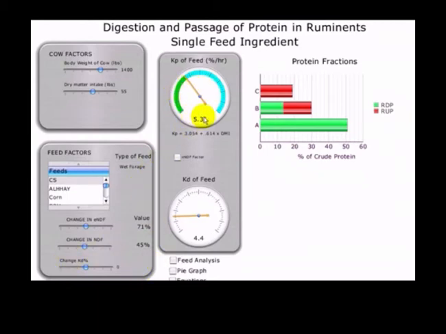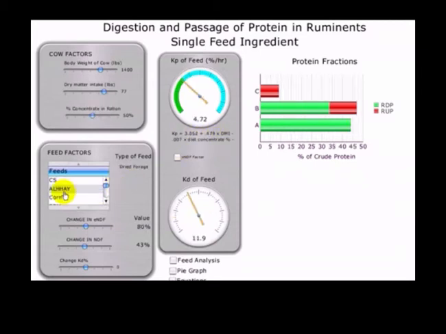Now, a way to look at this has been through what we call a dairy dashboard, and so here you have the KP of the feed, and you have the opportunity to select different feeds. And so we can see that as we increase the dry matter intake, notice how the KP of the feed increases. And here's the formula for this particular feed. So it's 0.6 times the dry matter intake.